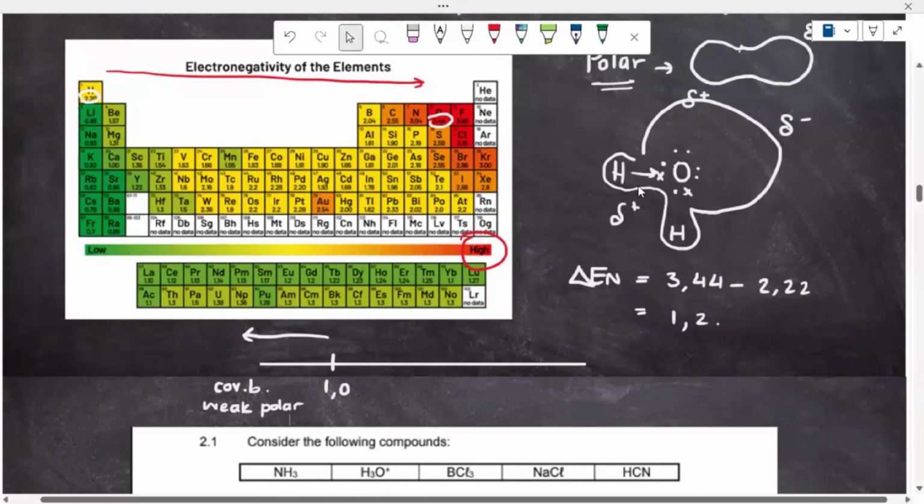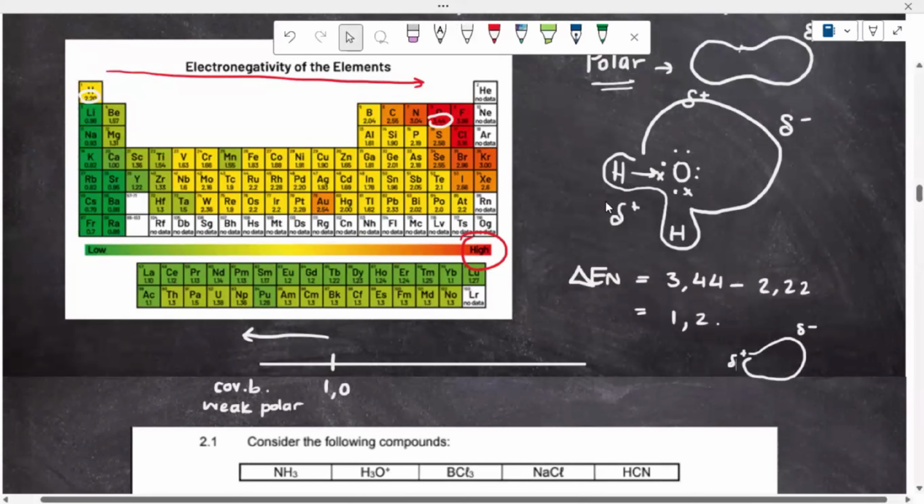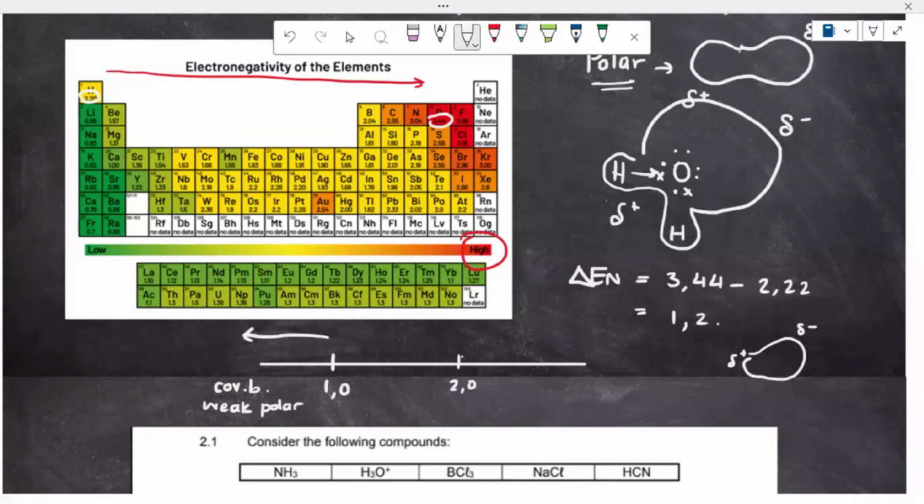So here I kind of over-exaggerated this water, but you can see that it's very distinct, that we have a negative side and we have a positive side, right? Whereas with weak polar, you'll kind of see an electron cloud where it's just a little bit more negative over here and more positive over here, where it's just about barely polar, okay? Then anything between 1 and 2, anything between this range, you typically have polar covalent.